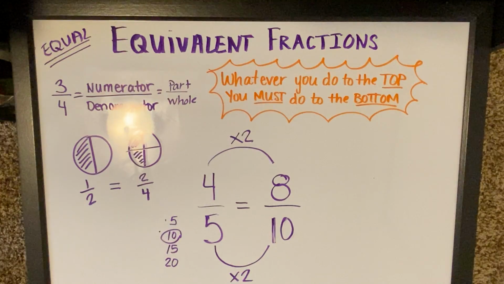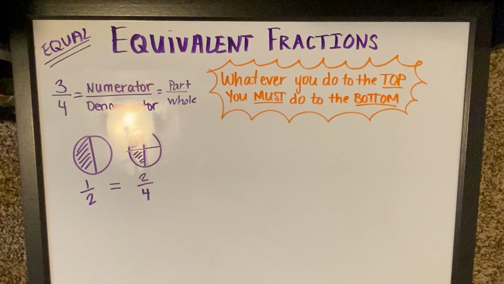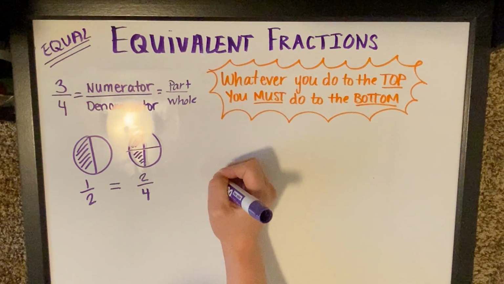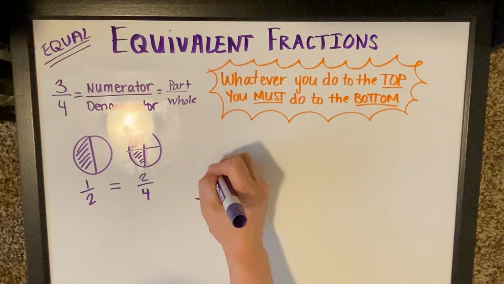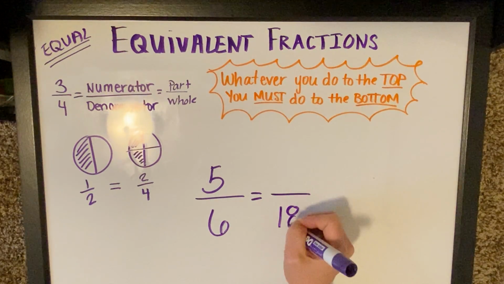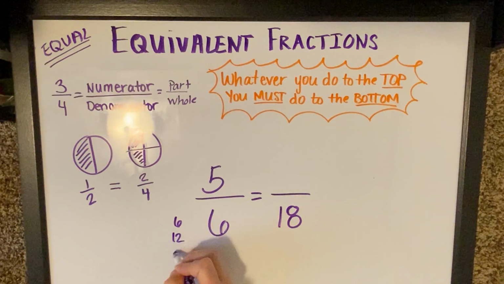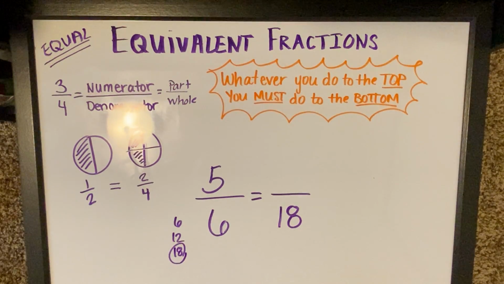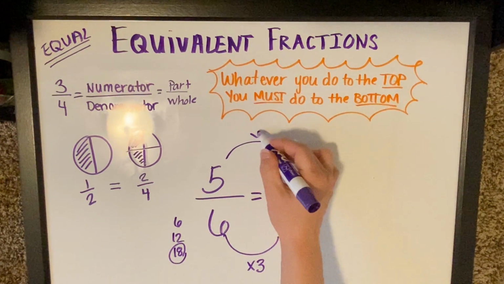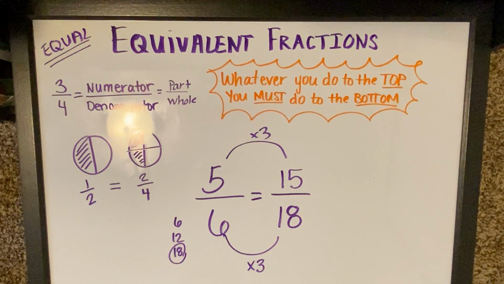So just to review, if you are given a fraction and you need to get it to an equivalent denominator, for example, if I gave you 5/6 and I want to find a fraction equivalent to it with a denominator of 18, I first need to ask myself, can I get 6 to 18? 6, 12, 18. I can. I multiply by 3. So if I multiply my bottom by 3, I must multiply my top by 3. 5 times 3 is 15, so I know that those are equivalent.